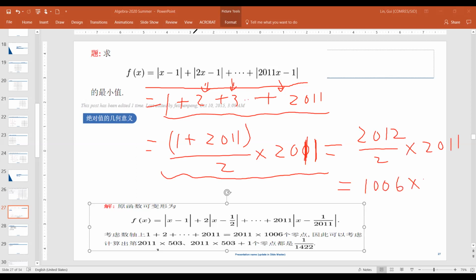1006 times 211. Okay, so many numbers. What's the middle number? The middle number is half of the length, right? Half of the length would be right at this one. This number is what we're exactly talking about. So which number would this be?